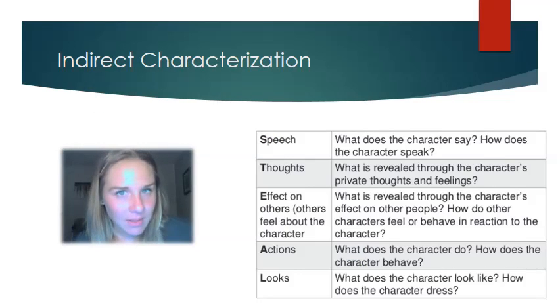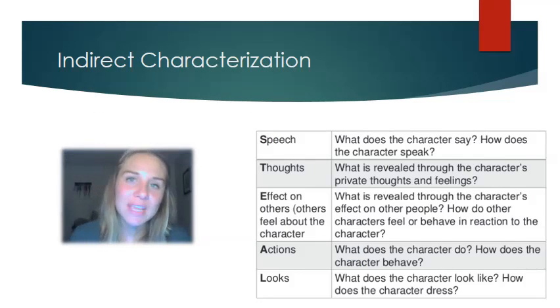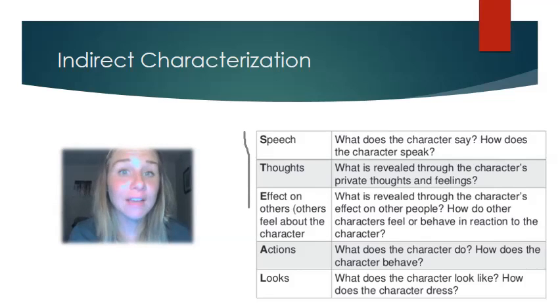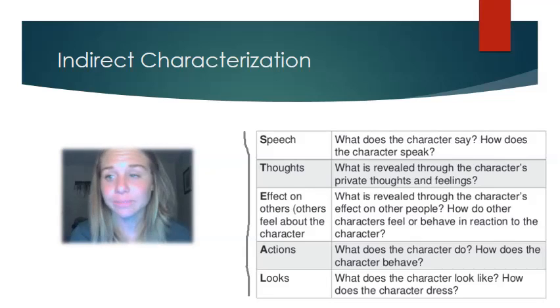The second method of characterization is going to be indirect characterization, and this is when the author implies or hints at what a character is like through their, and you can use the acronym STEAL to help you remember this, through their speech, thoughts, effects on others, actions, and looks.